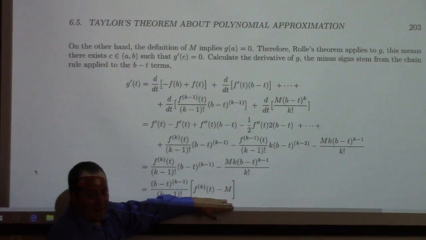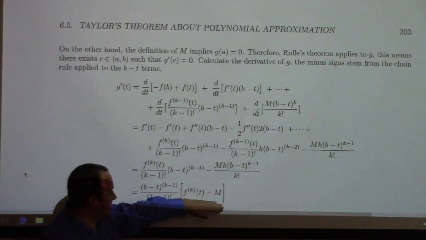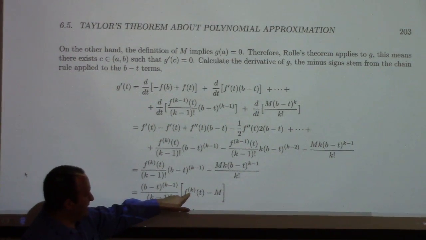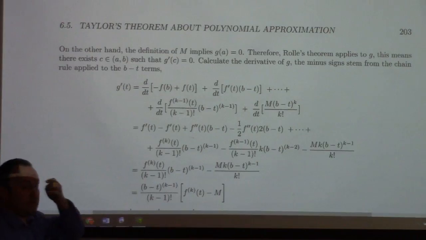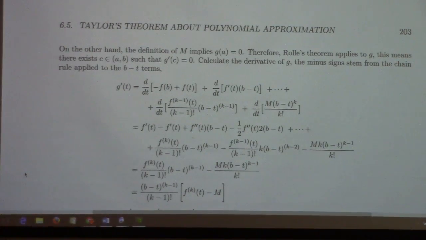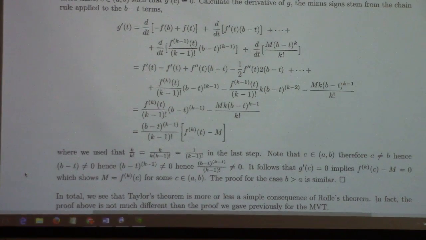And so that has to be 0. If the product of two things is 0, and one of them is non-zero, then this must be 0. But this being 0 is tantamount to saying that the kth derivative of f evaluated at c is equal to m, which is what we set out to prove. And so there you go. That's Lagrange's form of the remainder.